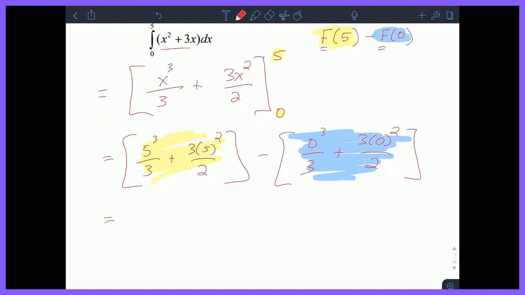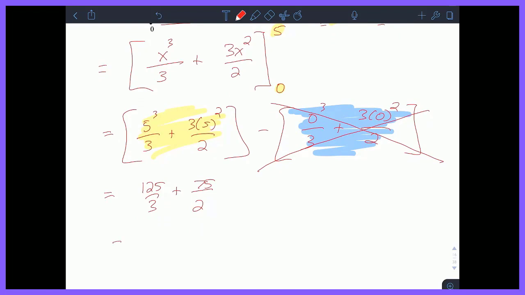Well, nice that the 0 and the 0 actually just end up making 0, so this whole thing goes bye-bye. So the answer is just 5 cubed, which is 125 over 3, plus 5 squared is 25 times 3 is 75 over 2. And if you add these things together, you can get a common denominator, and I think it comes out to 79.16 approximately. That is what the integral is actually equal to. And we use calculus now to solve them.